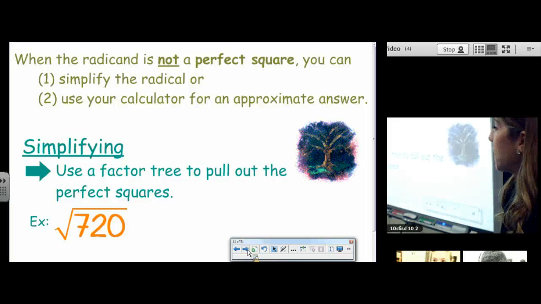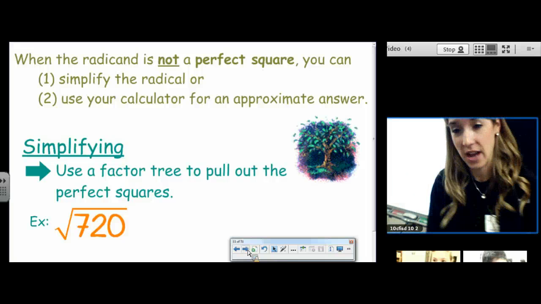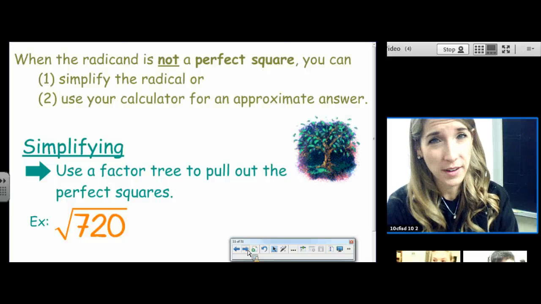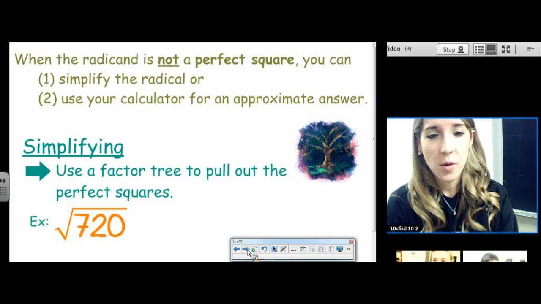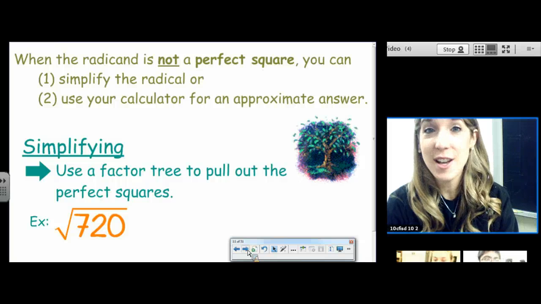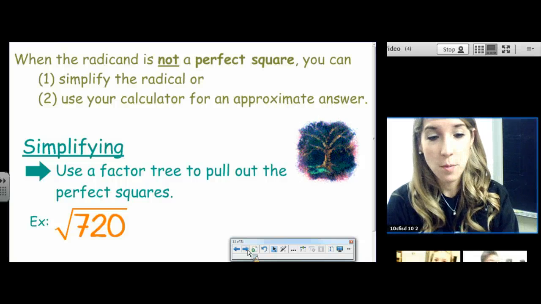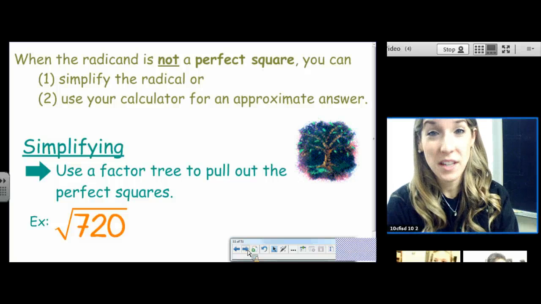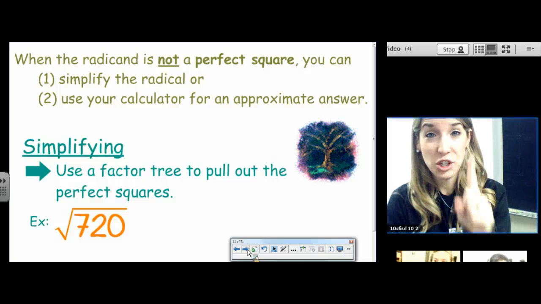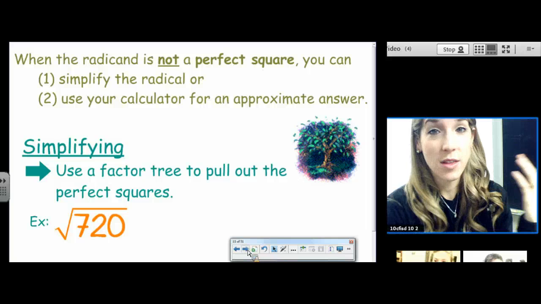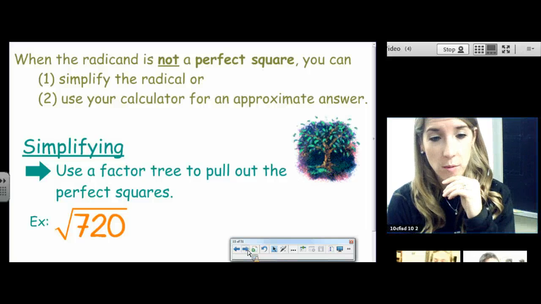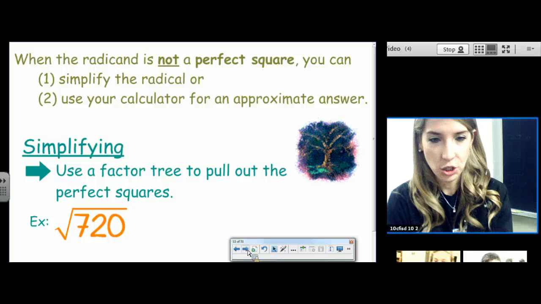Okay, so a lot of times, the radicand is not a perfect square. We know what to do when it's a perfect square. That's easy. So now we're going to talk about what to do when it's not a perfect square. And you probably learned all different ways to do this. So I'm going to teach you one way, but if you like the way a different teacher taught you and you want to keep doing it that way, that will work too. Okay? So I'm going to teach you the factor tree way.